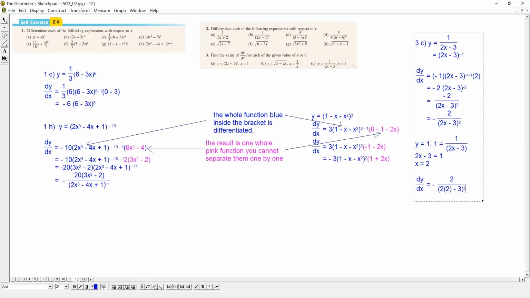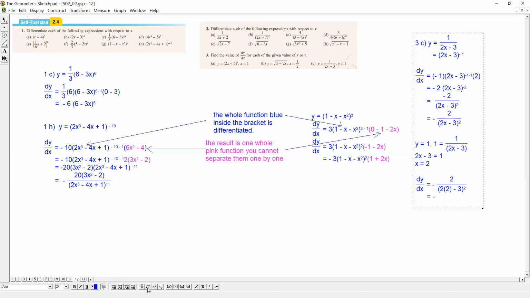Is this okay? Yes. Okay, right. Then we find out the value of dy dx here. What is the value of dy dx? Negative.